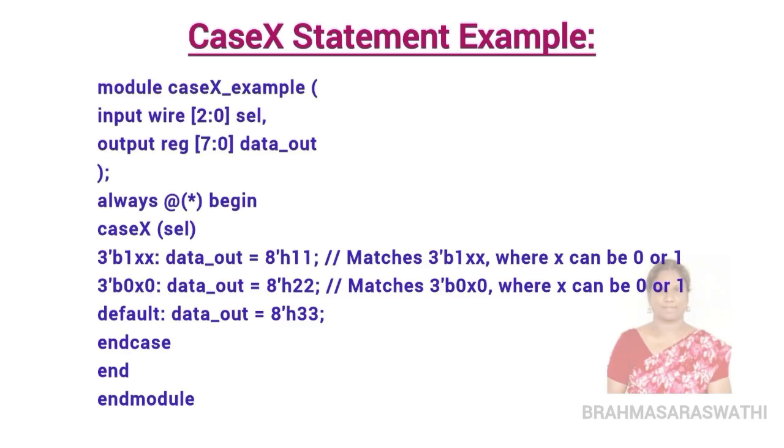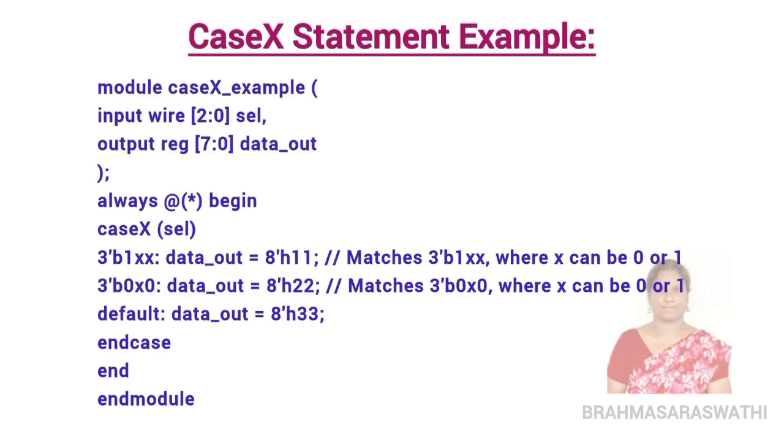Then we write casex selection inputs. If you observe statement 1, 3'b1xx is to data_out equal to 8'h11. In 3'b1xx, here x means it may be a 0 or 1. We cannot declare it particularly as a 0 or particularly as a 1. It will be possible either 0 or 1 condition.